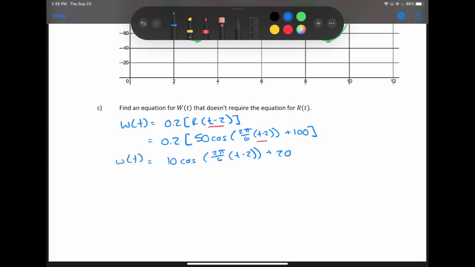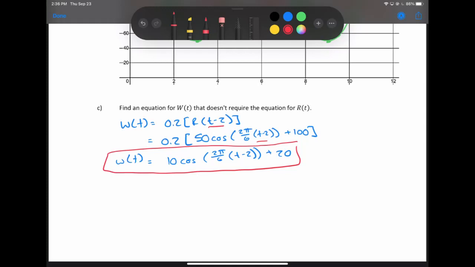All right, now we've expressed the population of wolves as a function of t and no other variable. So we no longer need to know anything about the rabbits to find out the wolf population. And we did that by plugging the rabbit population function into W of t.